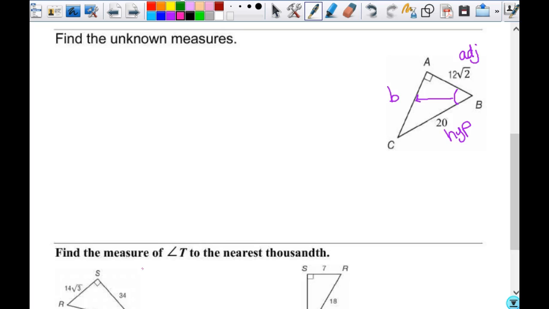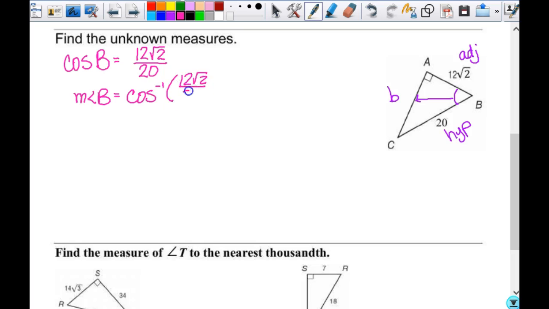Cosine. So the cosine of B is equal to the adjacent, which is 12 square root of 2, over the hypotenuse, which is 20. I could reduce it, but I don't care. Don't risk it. Measure of angle B is equal to cosine inverse of 12 square root of 2 over 20. So go ahead and type that in.